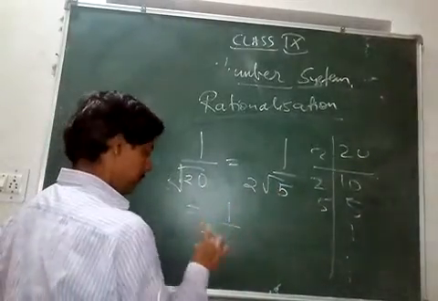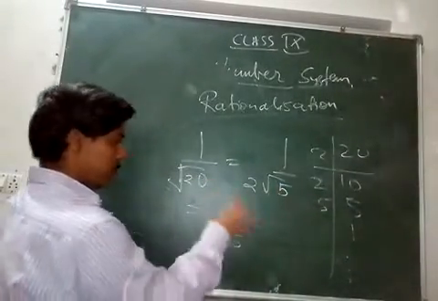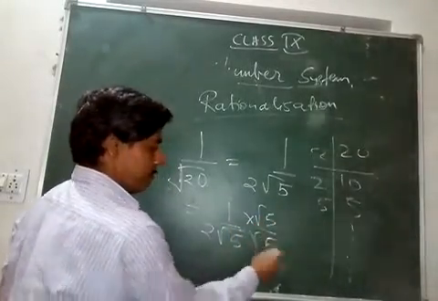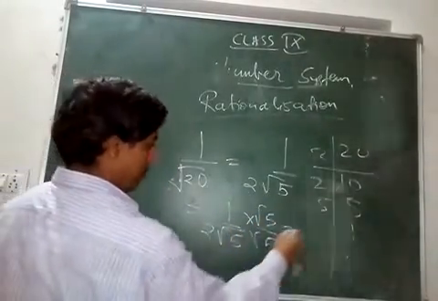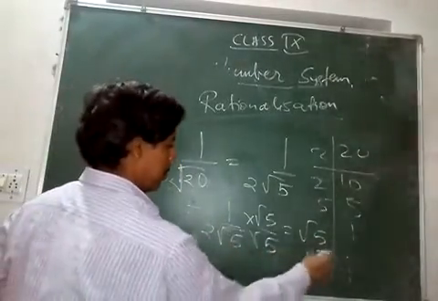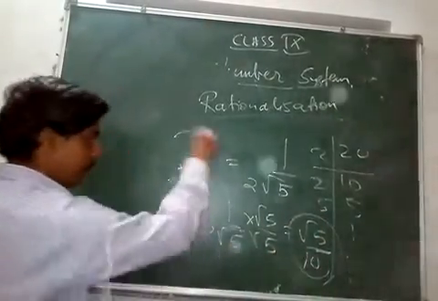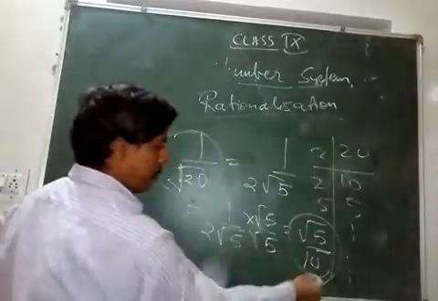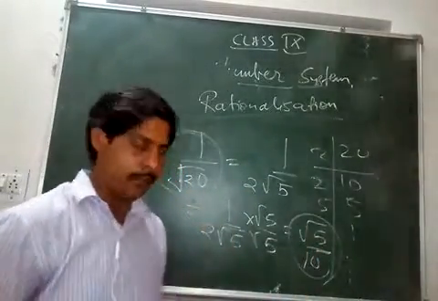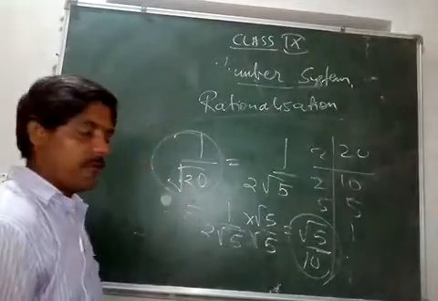Now for 1 upon 2 root 5, there is no need to multiply by root 20 here. Just multiply by the root sign, which is root 5 into root 5. So the new numerator will be root 5, and root 5 into 2 times root 5 is 2 times 5, that is 10. So the rationalization of 1 by root 20 is root 5 upon 10. These are the two examples of monomials.